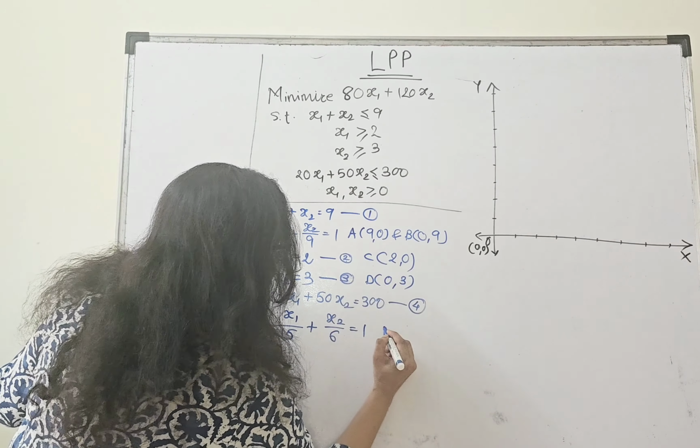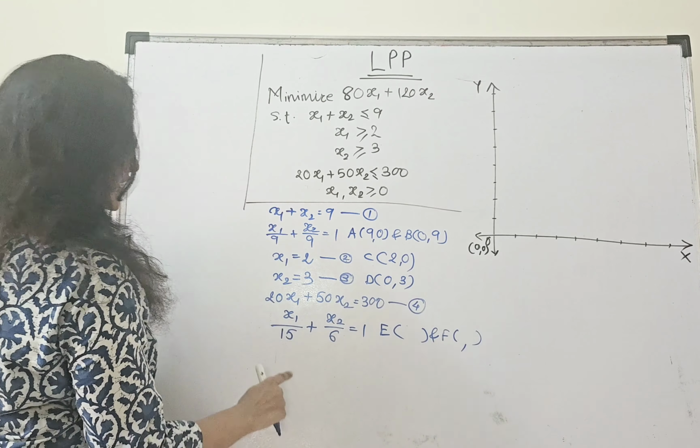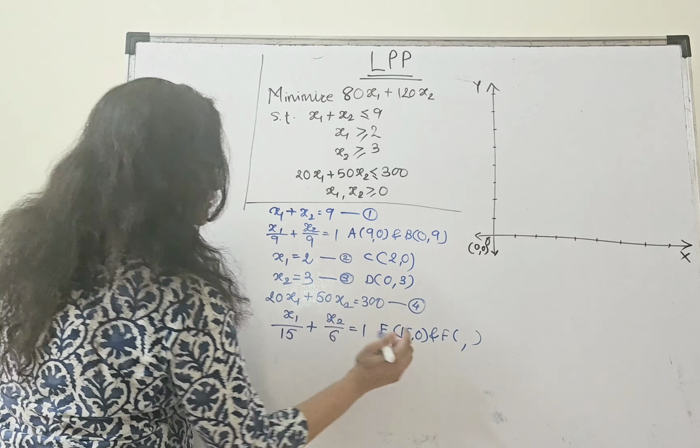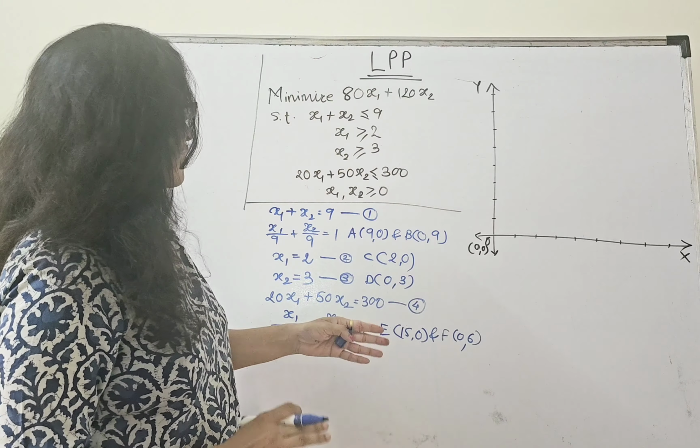So up to D it is done, right? The next coordinates are going to be E and F. So what are the coordinates? x1 is 15 and x2 is 0 at that time, and then x2 is 6 and x1 is 0 at that time. Easy? Yes. So all the coordinates are done.